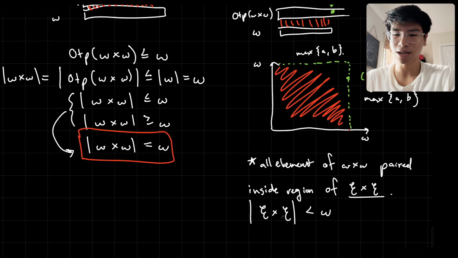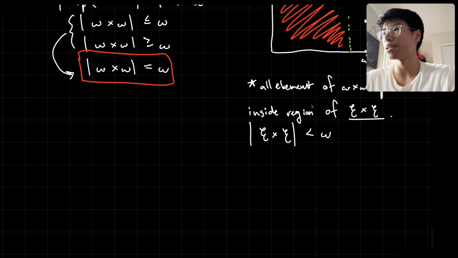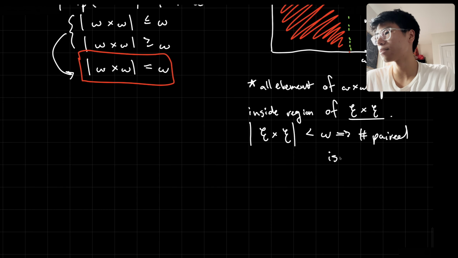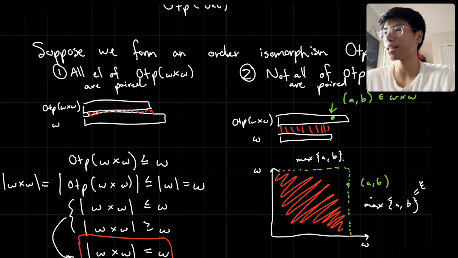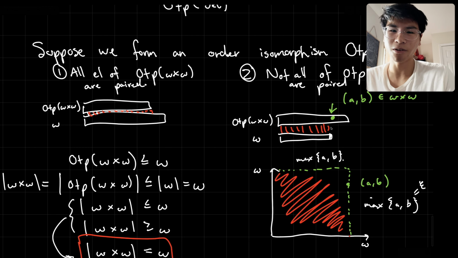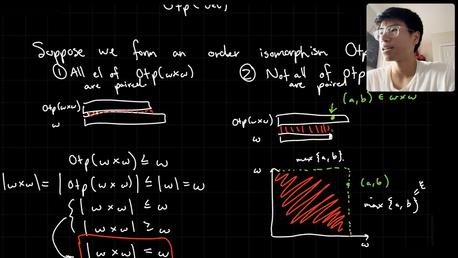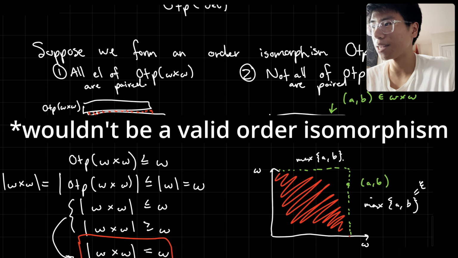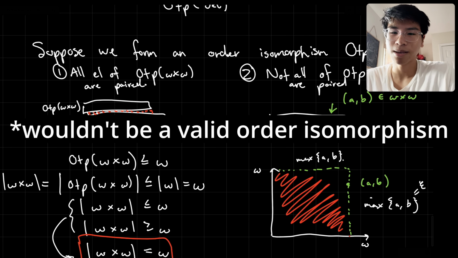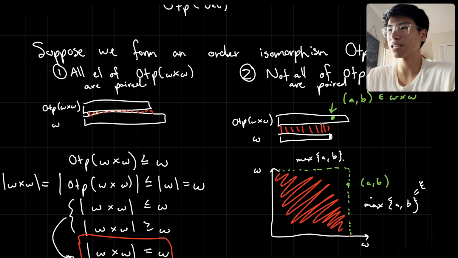And because epsilon crossed with epsilon is finite, we know that the number of elements paired through the order isomorphism is finite. This would mean that not all the elements of omega were paired, because at some point the order isomorphism would have to stop because it's finite. And in this case, this wouldn't be a valid order isomorphism because we have to pair as much as possible.